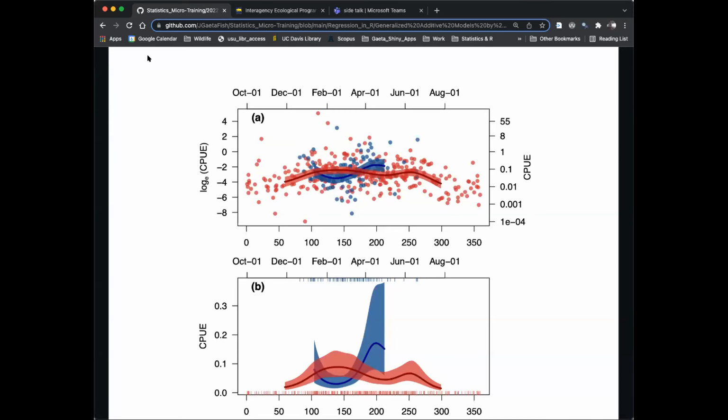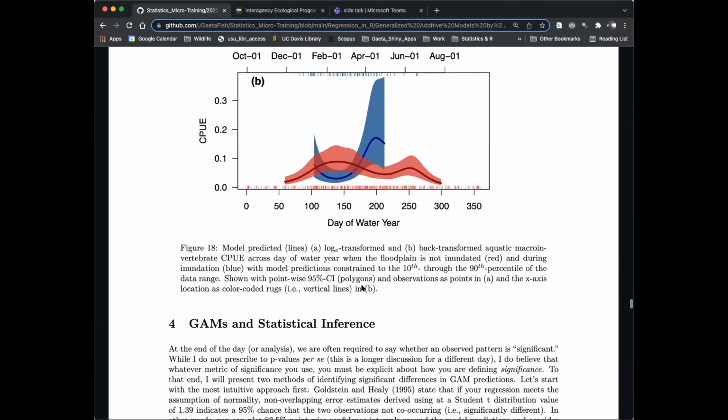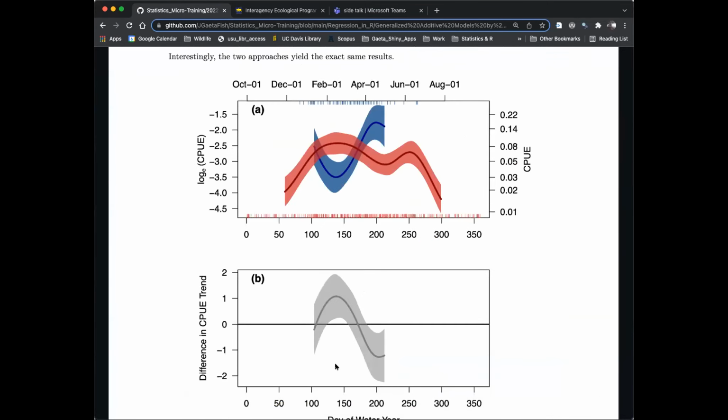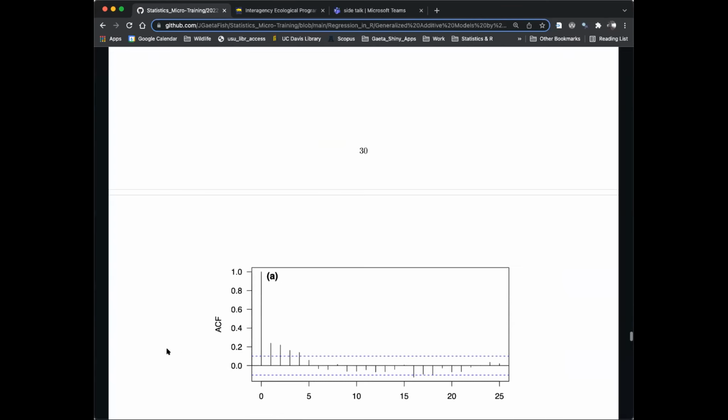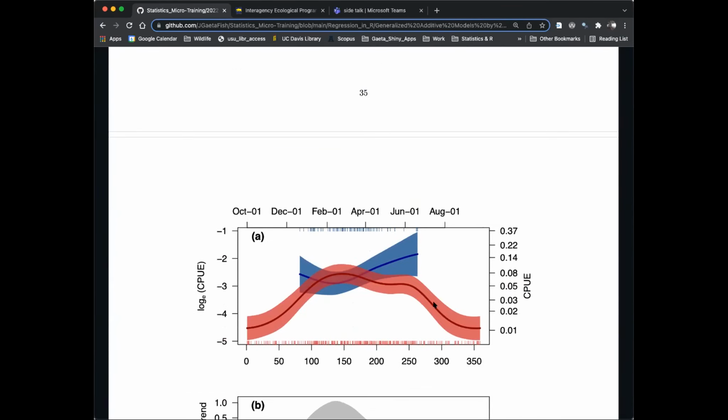So in case anybody was or is curious, here's what that GAM model looks like when you're comparing the inundated to the uninundated. If I remember correctly, I also walk through the 2 different ways to derive statistical inference. And I actually talk about time series data and show you what this analysis looks like when you are trying to account for the fact that your data are actually a time series, so they're not truly independent data.